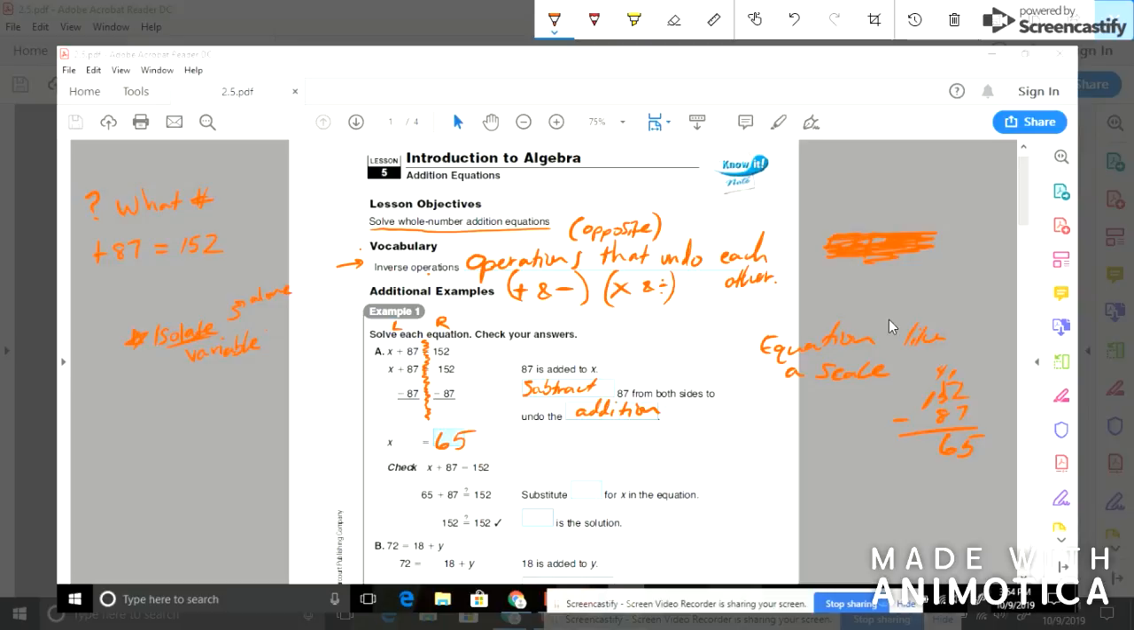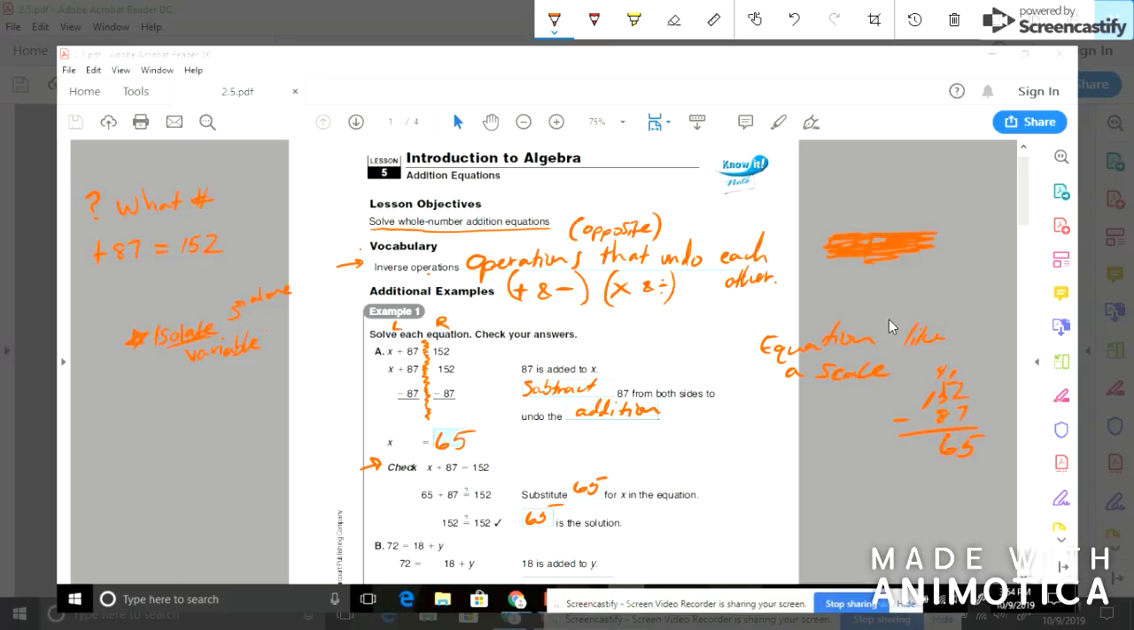Now it says check that. Let's make sure that that makes sense. Let's substitute 65 for x and see if that makes my equation true. Well, 65 plus 87 would give me 152. Does 152 equal 152? Yes, it does. So 65 is our solution.